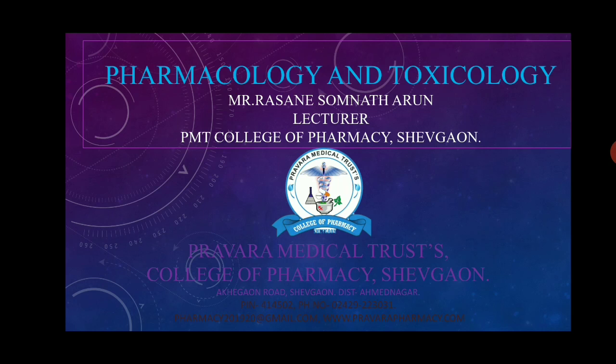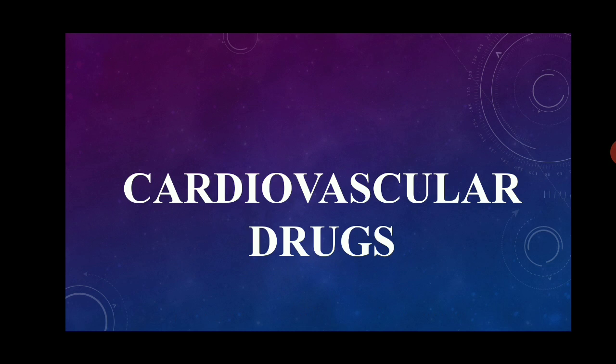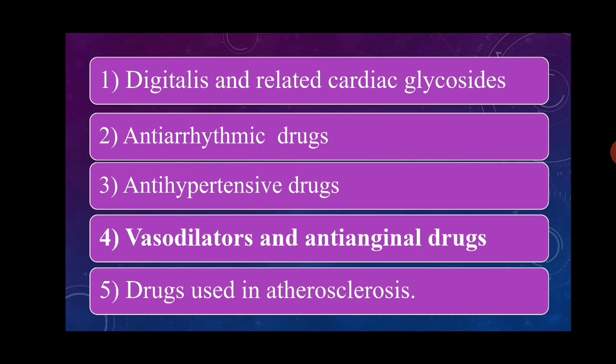Today we are going to discuss the unit named cardiovascular drugs. That unit contains various chapters like digitalis and related glycosides, anti-arrhythmic drugs, anti-hypertensive drugs, vasodilators and anti-anginal drugs, and last, drugs used in atherosclerosis. In the previous lecture, we covered the first three chapters.